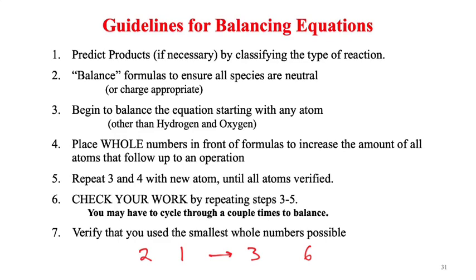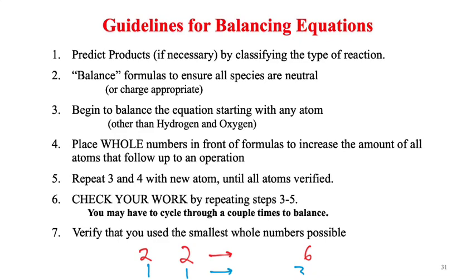What if I went through and balanced and I got something like this? 2, 2, 6. No. Nope, I'm not necessarily missing two of something on the other side. This whole equation could be reduced. It could be reduced to become 1, 1, 3. Whoa, sorry, I was supposed to slide 3.